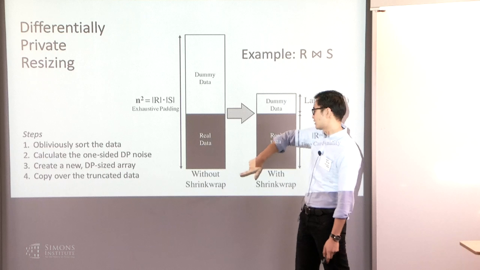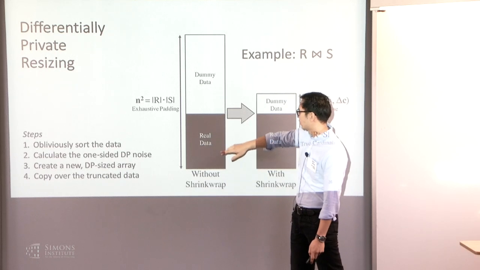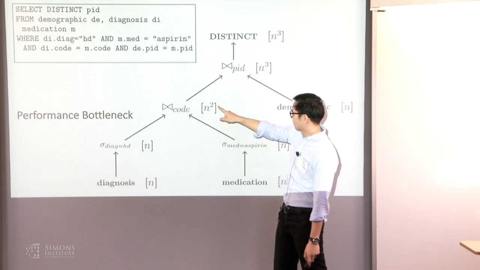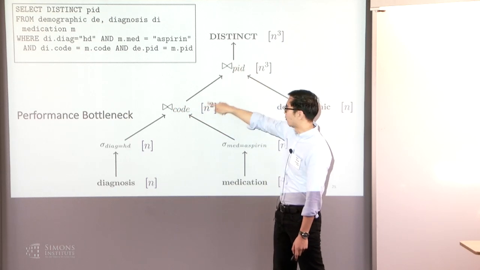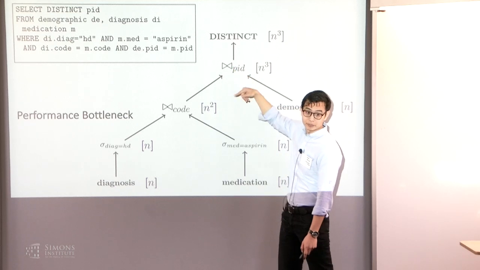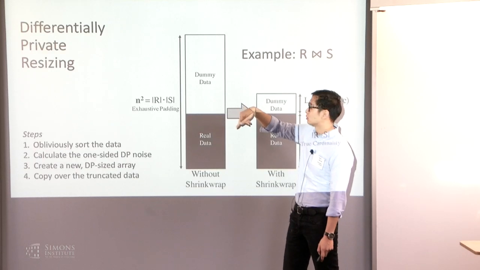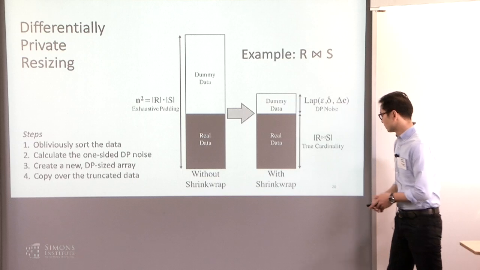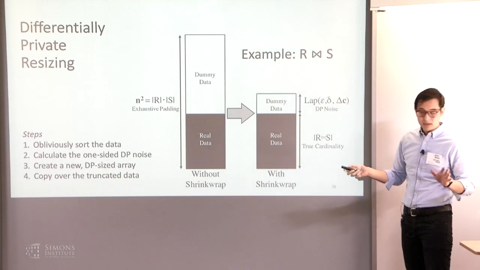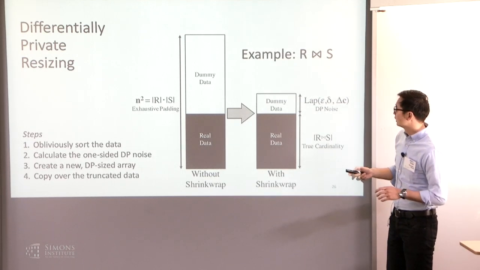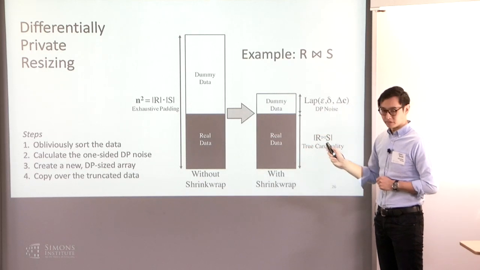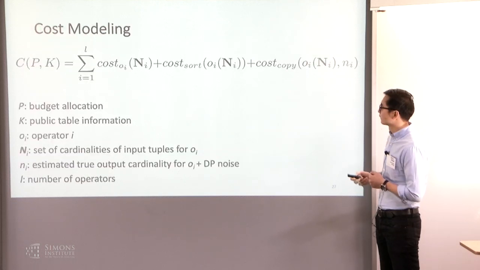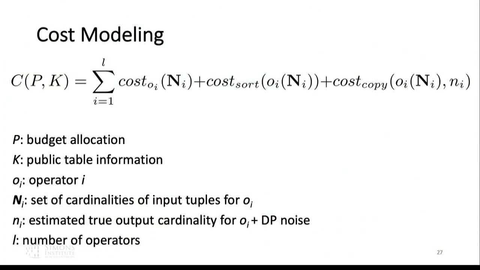That makes it interesting, because the benefit is that this is still expensive, but this next step is now cheaper because the input to the next operator is smaller. So hopefully that makes sense. This is how it works. We apply this to all the different operators, so execution is much cheaper. We also created a cost model for how expensive this is.